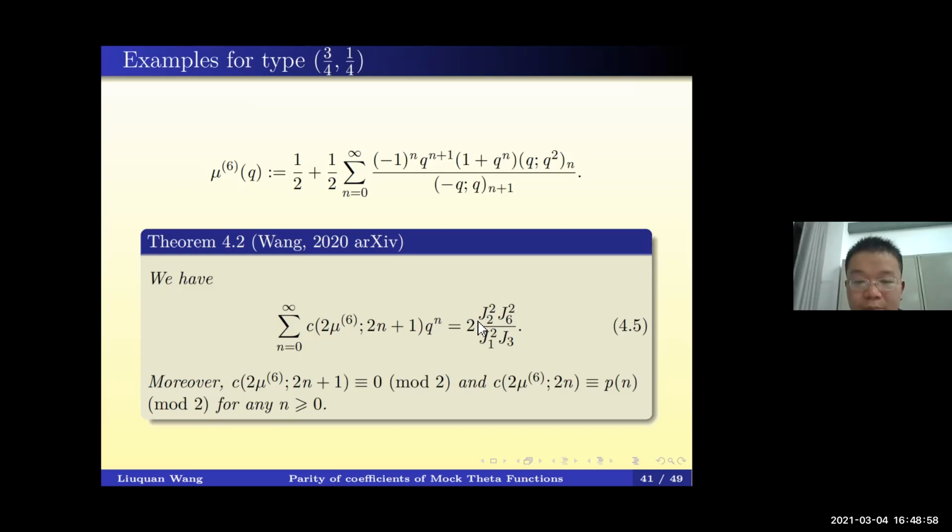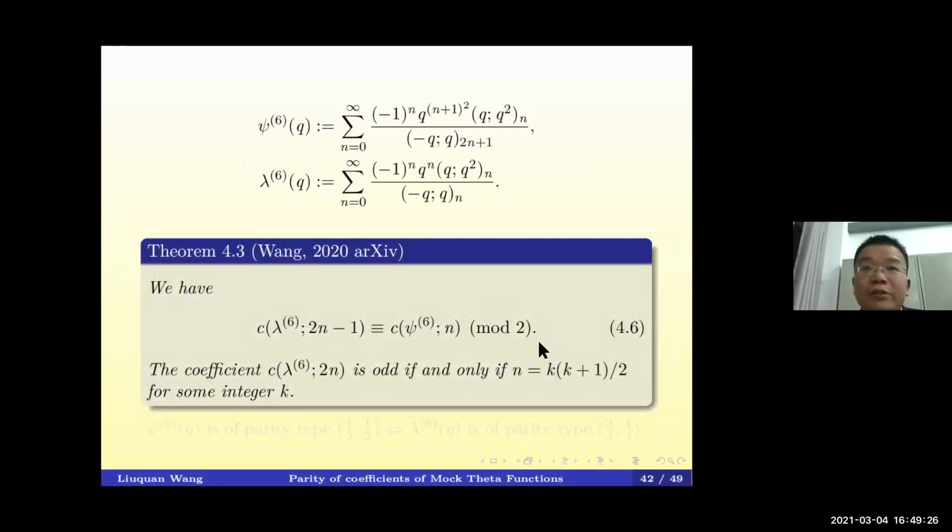So this means that the 2n plus 1's coefficient is always even. And we can also show that the 2n's coefficient is actually congruent to P of n modulo 2. So if we can show that P of n is half even and half odd, then we can also solve this conjecture for this Mock theta function.